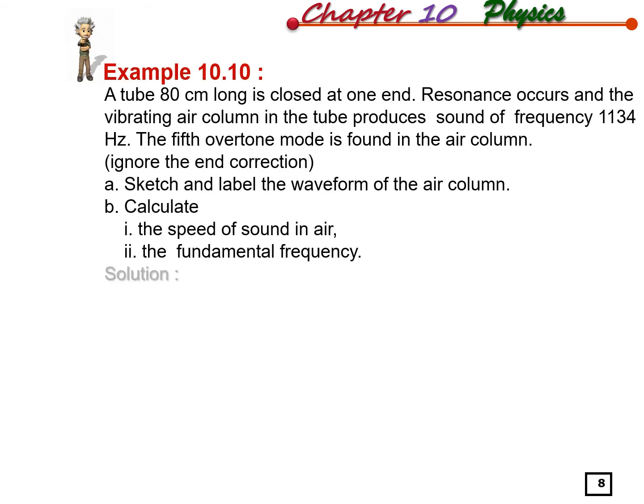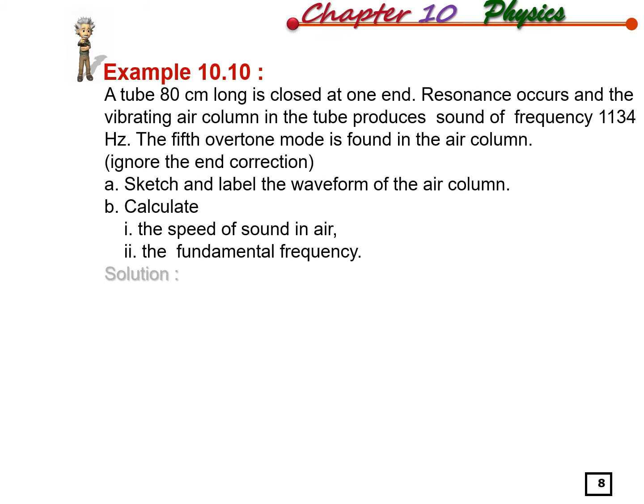Okay, so for example 10.10, you have a tube 80 centimeter long, closed at one end, and then you have a resonance, and the vibrating air column in the tube produces sound of a frequency 1134 hertz. And then the fifth overtone mode is found in the air column. They wanted to ignore the end correction. They wanted to sketch and label the waveform of the air column, and then calculate the speed of the sound in air and then the fundamental frequency.